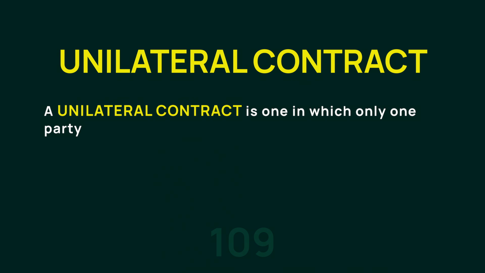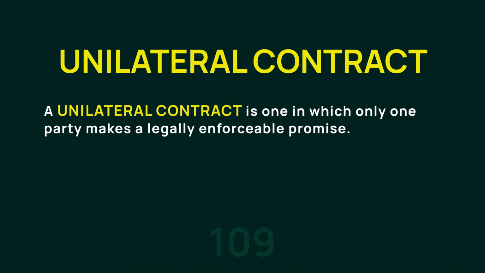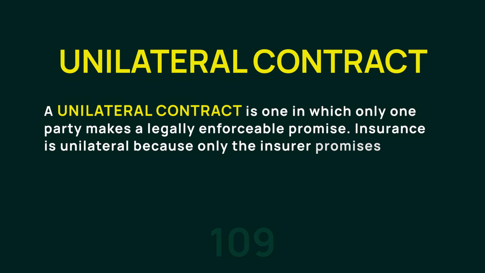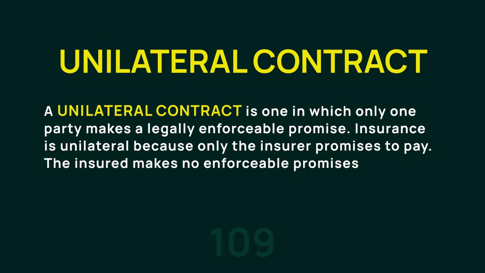Unilateral contract. A unilateral contract is one in which only one party makes a legally enforceable promise. Insurance is unilateral because only the insurer promises to pay. The insured makes no enforceable promises once the premium is paid.